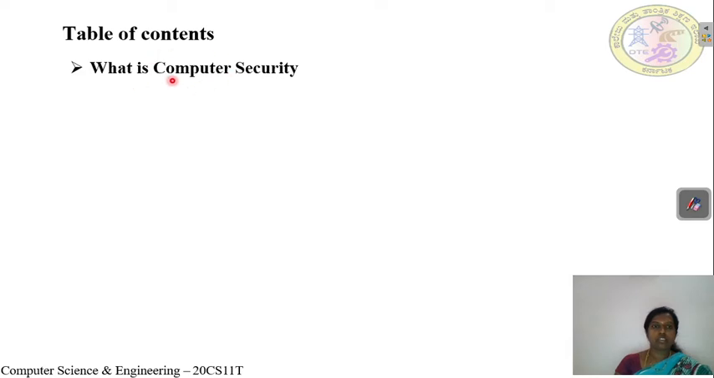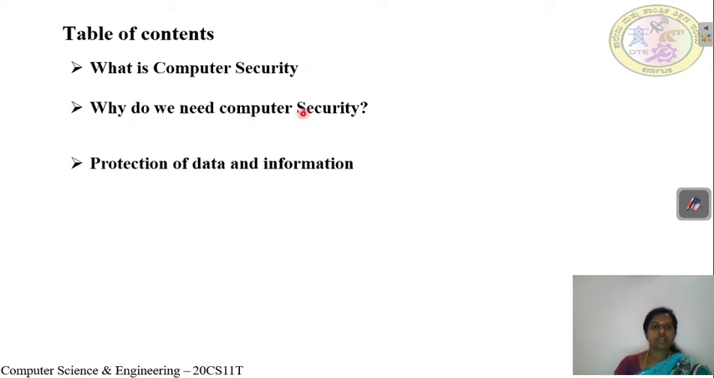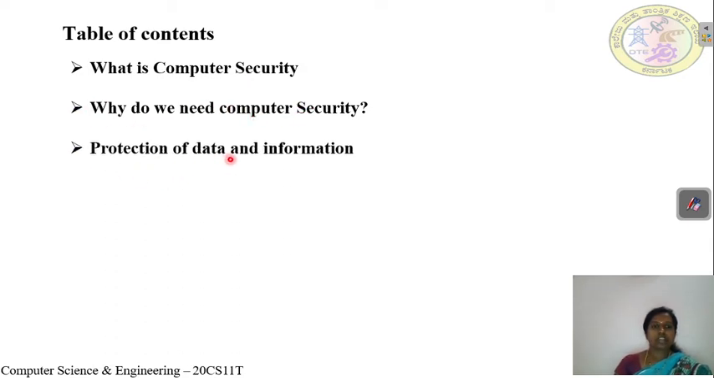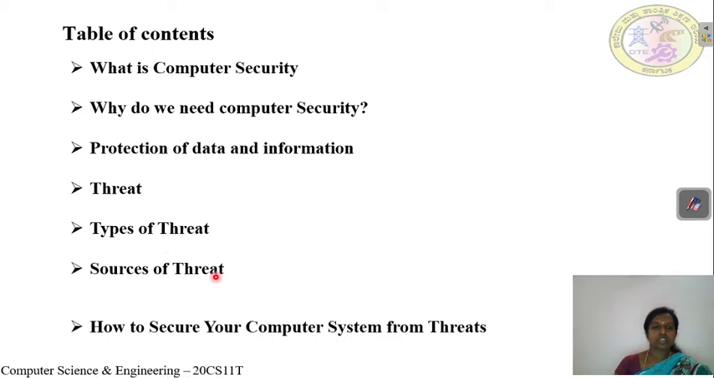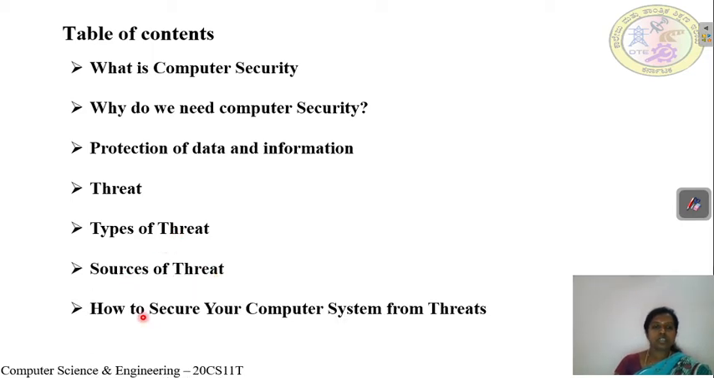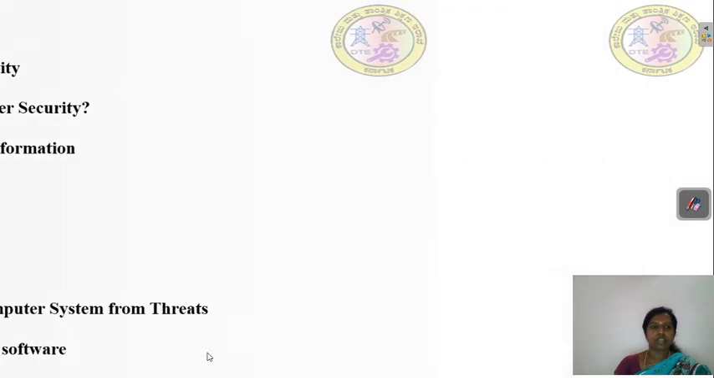First one, what is computer security? Why do we need computer security? Protection of data and information, threat, types of threat, sources of threat, how to secure your computer system from threats. The last one, most effective antivirus software.